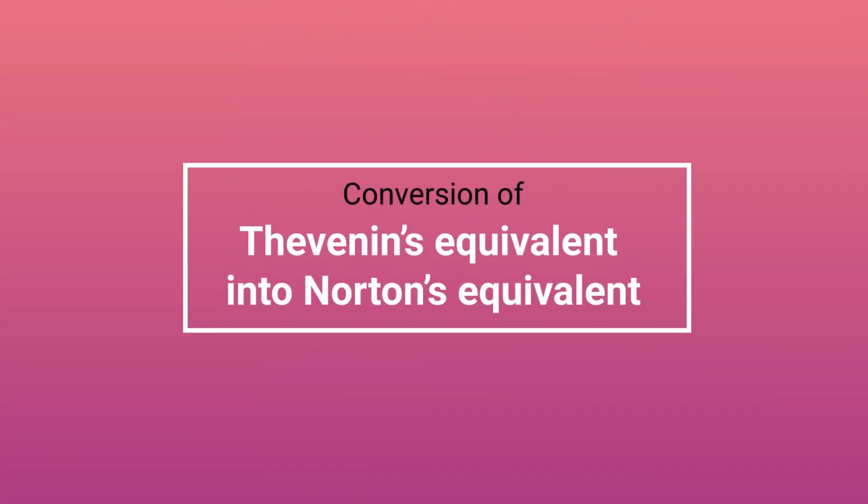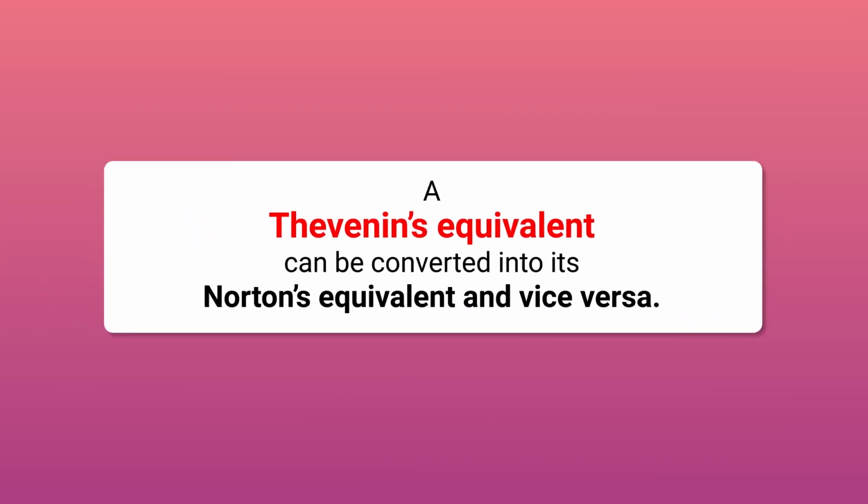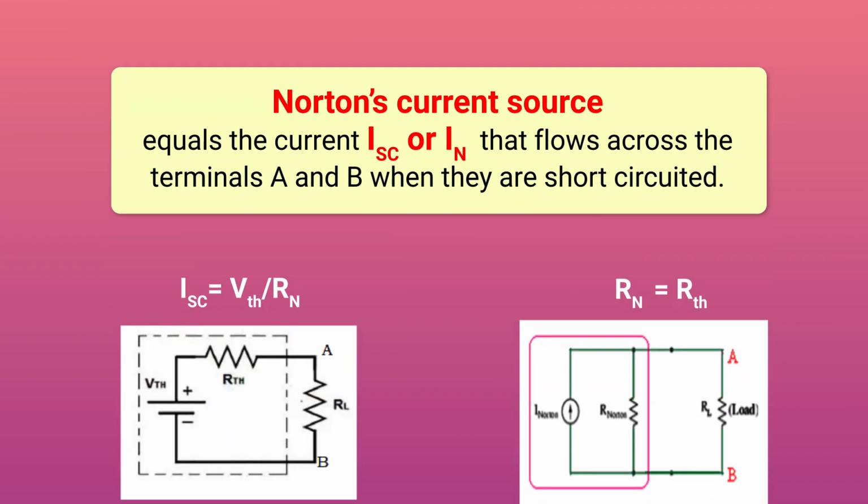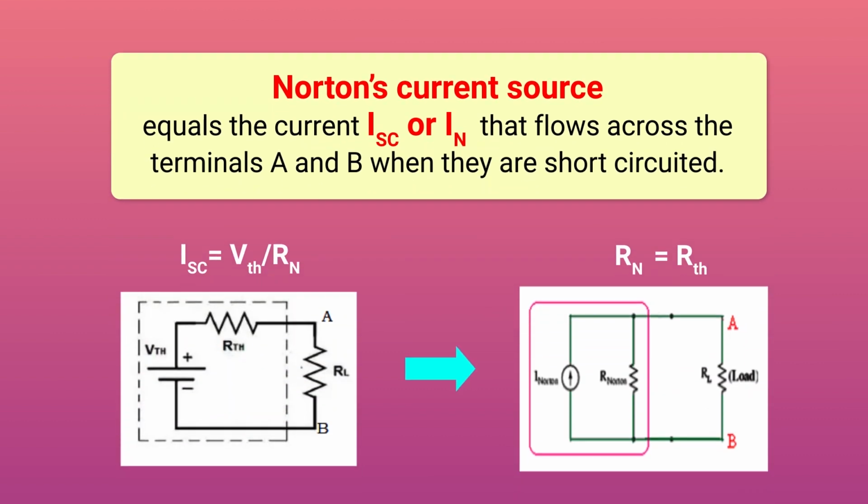Now, conversion of the Thevenin's equivalent into the Norton's equivalent. That means you can convert the Thevenin equivalent into the Norton equivalent. Here it is very interesting to note that the Thevenin equivalent is like an ideal voltage source, and the Norton equivalent is basically like a current source. So a Thevenin equivalent can be converted into its Norton equivalent and vice versa. According to the statement, the Norton current source is equal to the ISC or IN that flows across the terminals A and B when they are short circuited.